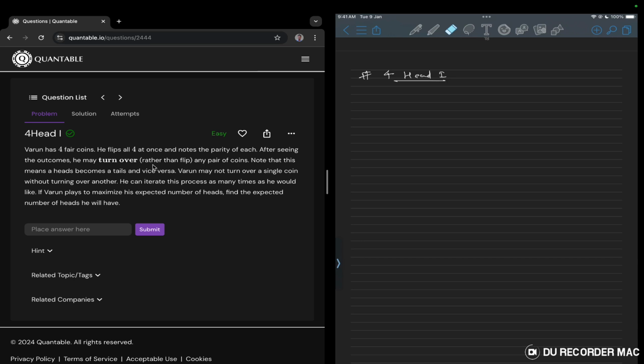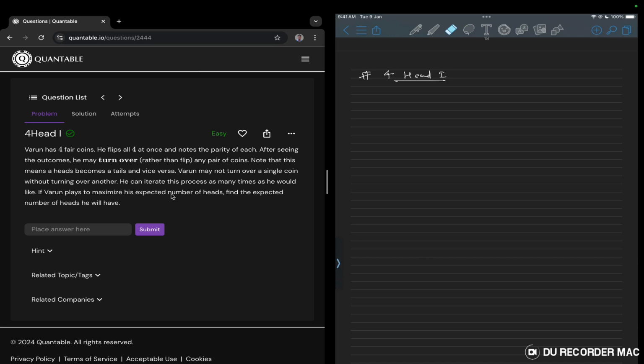So whatever coins he gets, he can choose any pair and turn them over. It says that he turns it over rather than flipping. Flipping is when you pick up the coin and toss it again. Turning over is simply, if it's a head, you turn it over to get a tail. Note that this means a head becomes a tails and vice versa. Varun may not turn over a single coin without turning over another. So the rule is that you can only turn in pairs and not a single coin. He can iterate this process as many times as he would like.